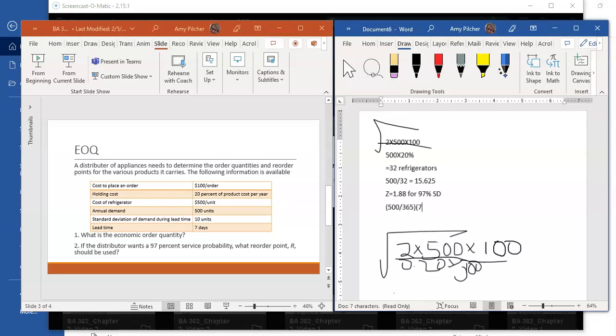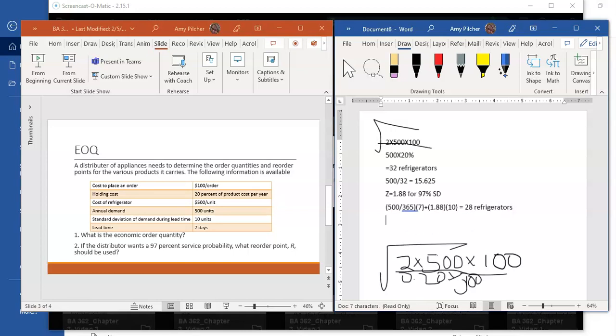We take that times our lead time, which is 7 days, and then we add that to our z-score of 1.88 times the standard deviation of demand during lead time. And when we calculate that out, we get 28 refrigerators. Okay, so our reorder point is 28 refrigerators. When we hit 28 refrigerators in stock, then we place our next order for 32 refrigerators.